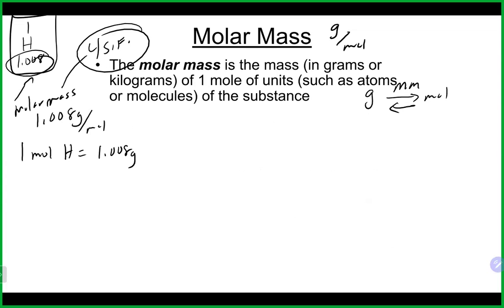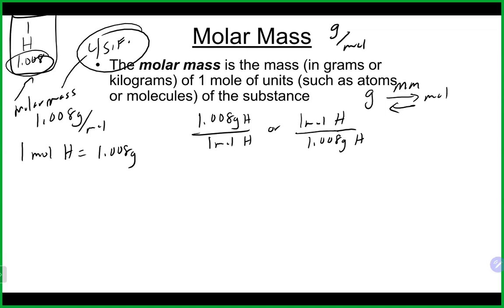So for example here, we could say there is 1.008 grams of hydrogen in 1 mole of hydrogen, or in 1 mole of hydrogen, there is 1.008 grams of hydrogen. So again, you can take a dimensional analysis approach. The number always stays with the grams, and the moles is always 1 mole.